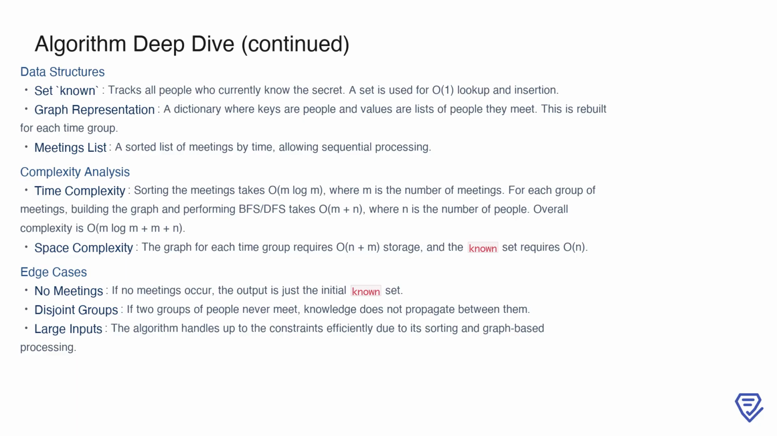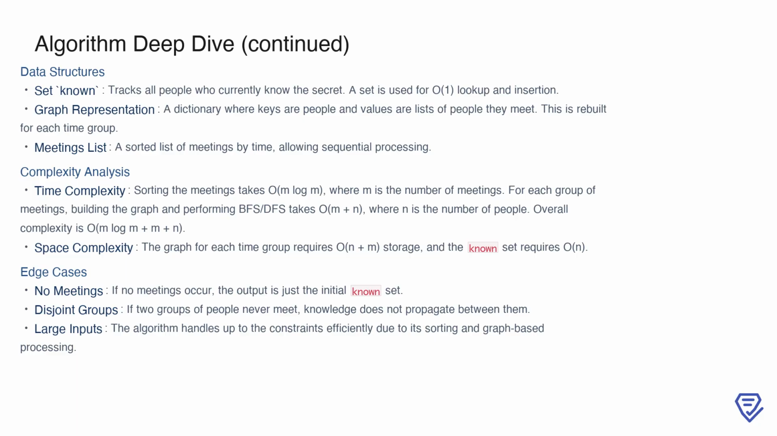For each group, building the graph and performing BFS or DFS takes m plus n, where n is the number of people. Overall, the time complexity is m log m plus n. Space complexity involves storing the graph and the known set, leading to a requirement of n plus m.